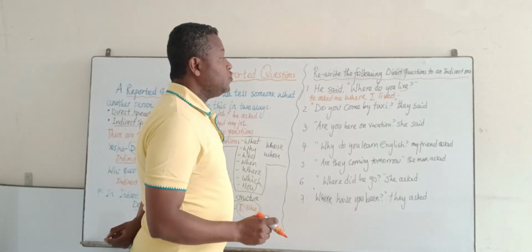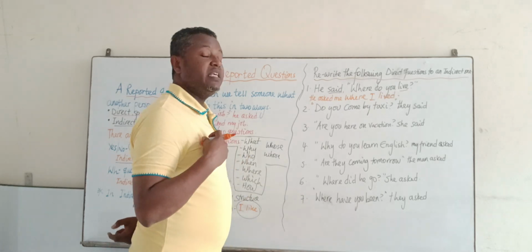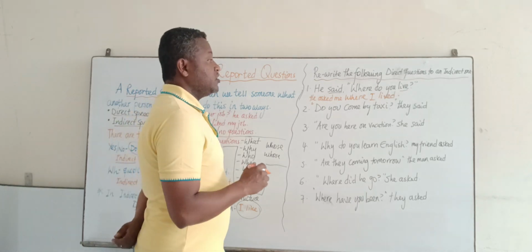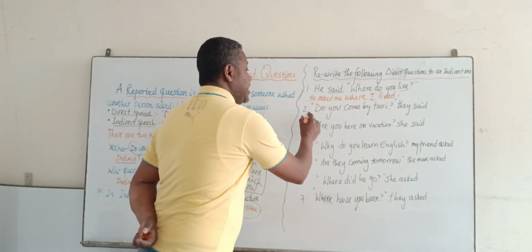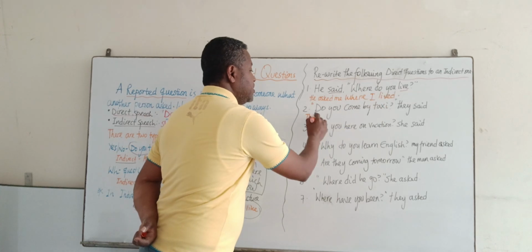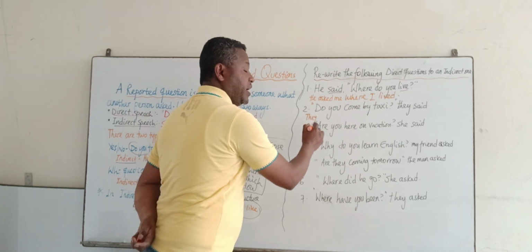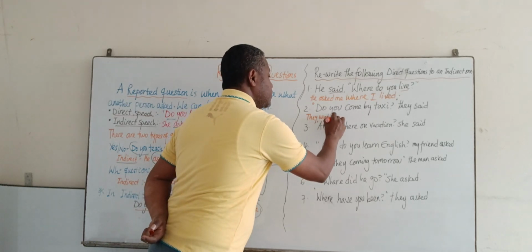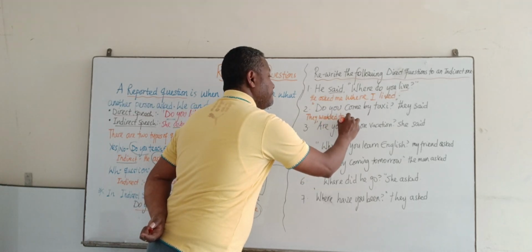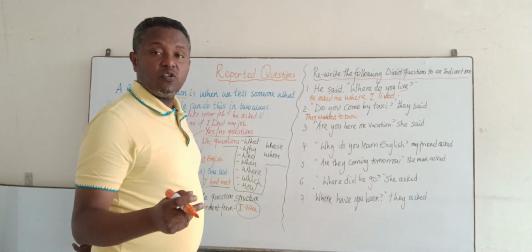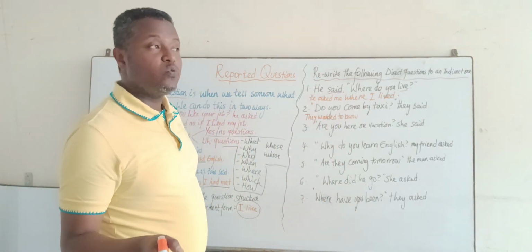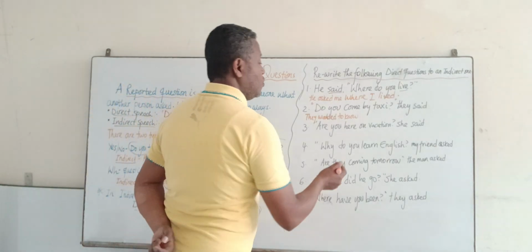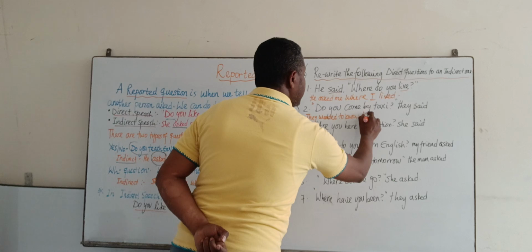The second one, do you come by taxi? This is a yes or no question. They, okay, it says they said, so we make it the right appropriate reporting verb. They wanted to know. So it is a yes or no question. So for the yes or no question, we use if, the if word or the if phrase. So they wanted to know if, okay?